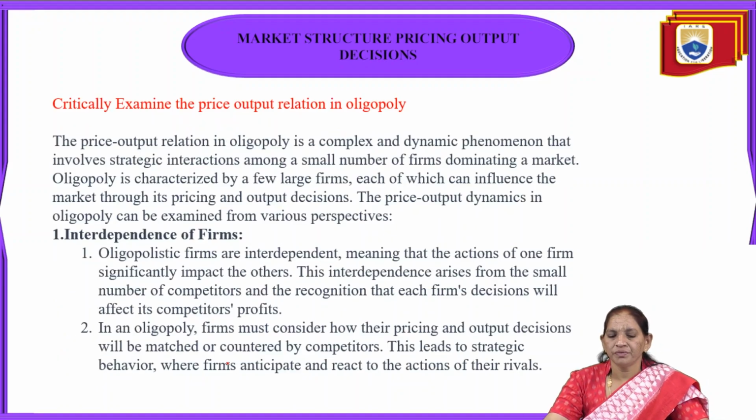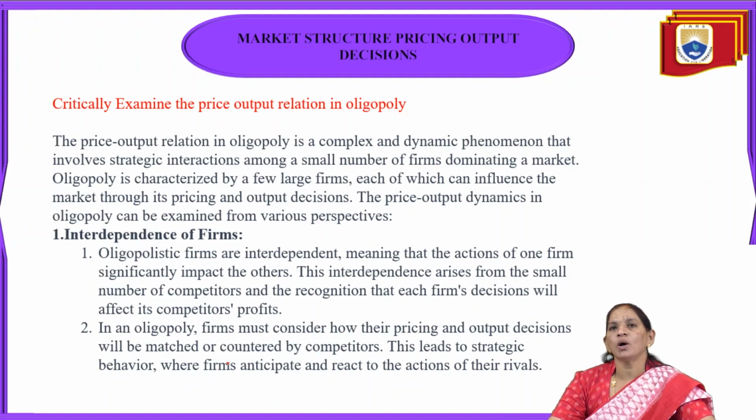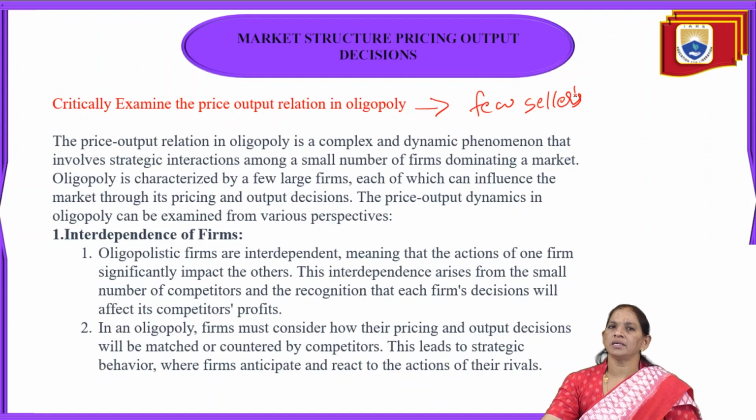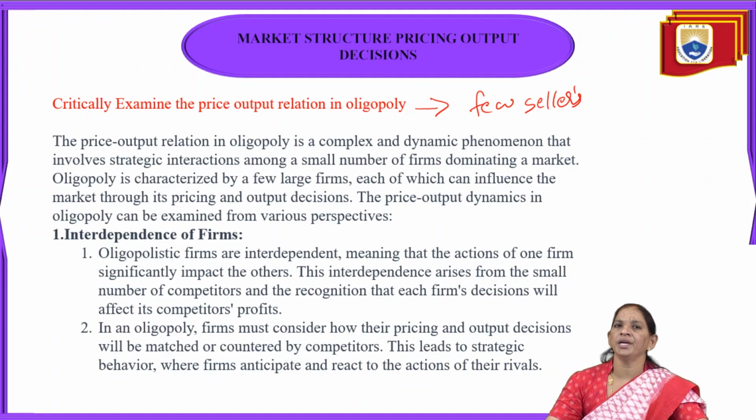And the next, we can say, is to critically examine the price and output relations in the oligopoly market. As we know, oligopoly is one of the important market structures in the case of imperfect markets, where oligopoly itself means a few sellers. A market structure consisting of very few sellers, we call an oligopoly market. So we'll see the various price and output relations in this market.